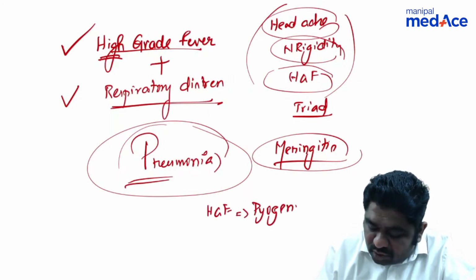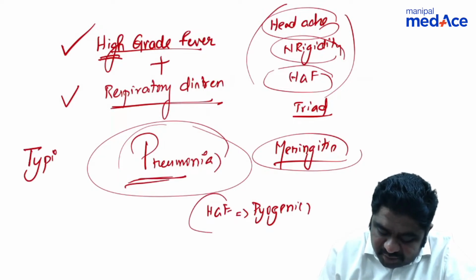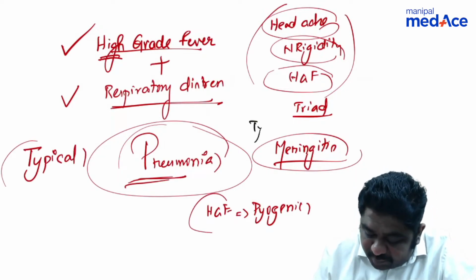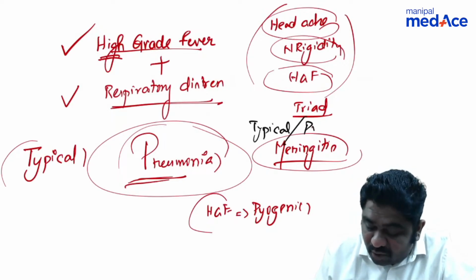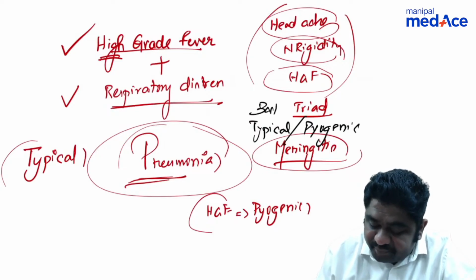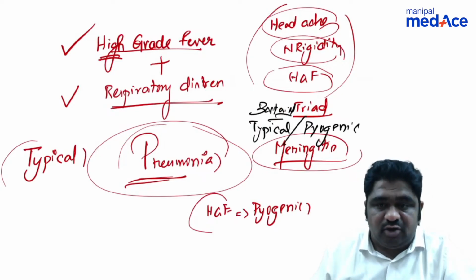Now, when it is pyogenic in nature, this pneumonia is referred to as typical pneumonia. And this meningitis is referred to as typical meningitis, but this is not a very famous kind of term. Instead, pyogenic meningitis or bacterial meningitis is the term. Now, these are very important for investigations and diagnostics.